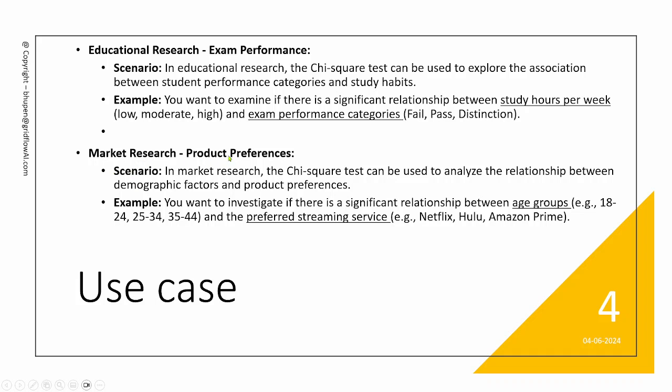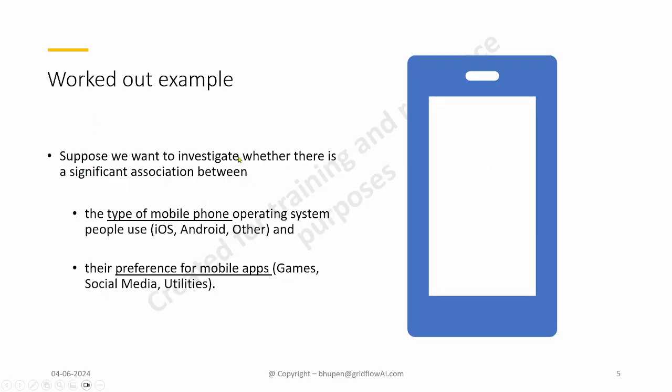Similarly, market research would be another example. You want to investigate if there is any association between the age group of customers and the preference for some devices, or television screens, or mobile phones, or any category of device. So if you want to find out the association between two categorical variables, then the chi-square test is the one that we have to use. So let's take an example here.